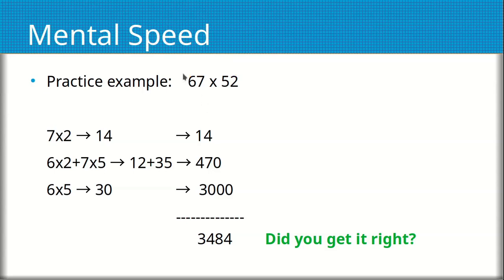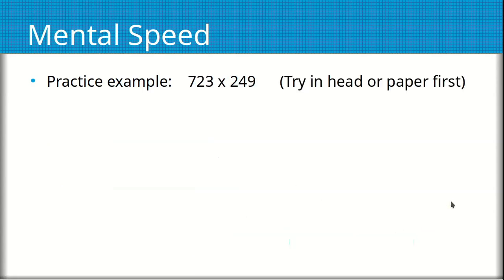And then finally, we shift the arches again, and we get 2 times nothing, and then 6 times the 5, and 7 times nothing. So that's just 30 with 2 zeros, because it's 10 to the power 2. And then you add it all up, and you get 3484. You get it right? Let's try the next one. 723 by 249. So try this in your head first, or on paper, and then we'll pause for a moment, and then we'll continue.